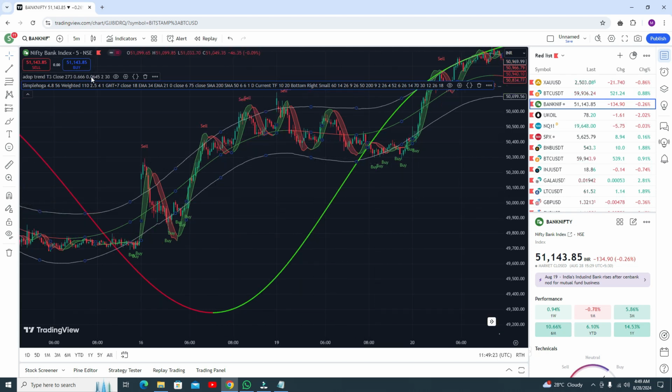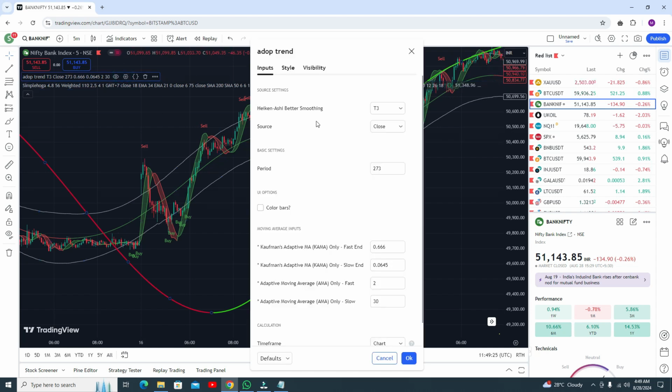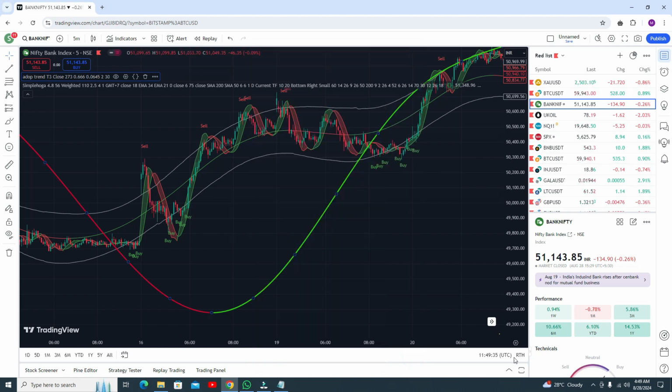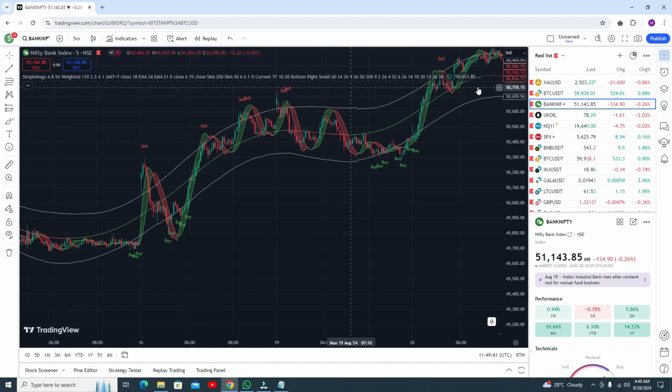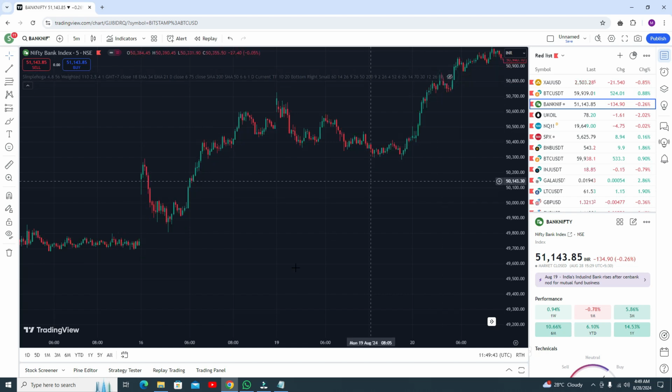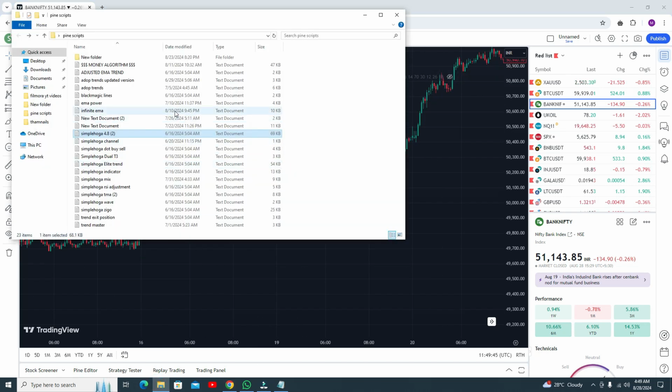And now the second indicator, the adopt trend, same like this, and you should put the 273 here, and here you have to select T3, that's it, and click OK. There is no change needed. And now we have to talk about the second indicator, the one I am talking about, simple logo strategy. And you will get all my script.